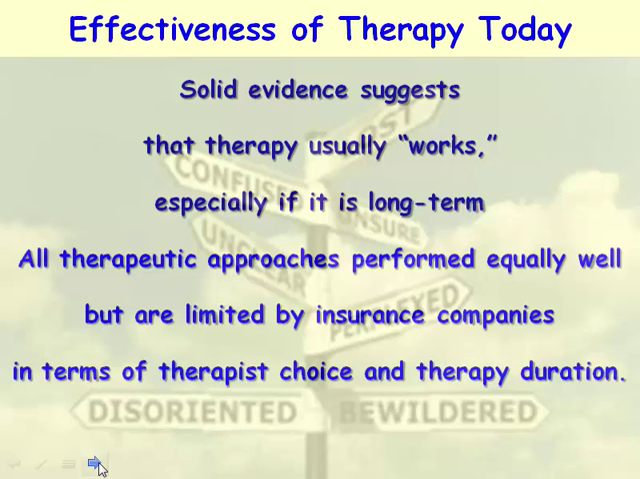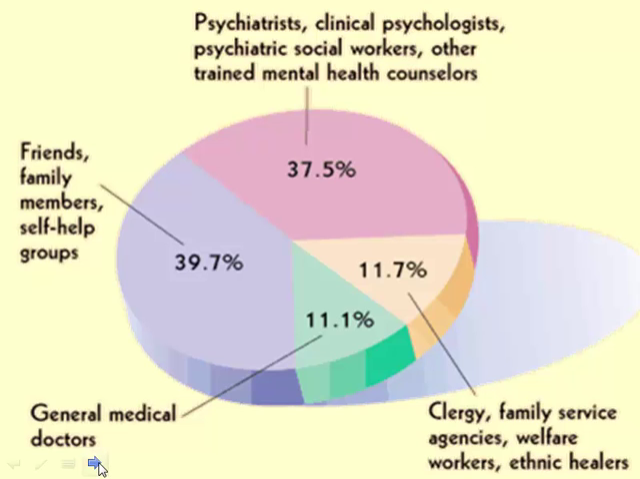Effectiveness overall is that psychotherapy shows solid evidence for working, especially if it's long-term. All therapeutic approaches perform equally well, but are limited by insurance companies in terms of the therapist's choice and therapy duration. The results of an effectiveness study involving thousands of participants indicate that therapy works. Large proportions of those who receive therapy from trained psychiatrists, psychologists, and social workers reported feeling much better as a result of treatment. Unfortunately, research suggests smaller proportions of individuals getting improvement after visiting marriage counselors or physicians.